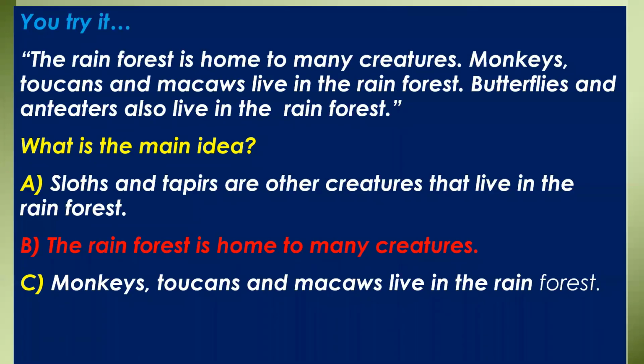So here we have another example of how to spot the main idea and how to spot the extra details. For example, here, the rainforest is home to many creatures is the topic sentence or main idea. And then the different animals and different birds which live in the rainforest are the supporting details, the information which you get. Okay. All right. Now we will move on. We'll take another example here.